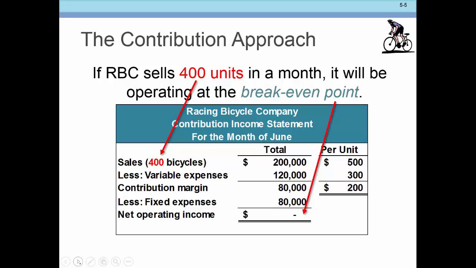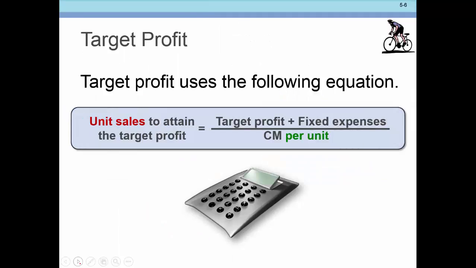Okay, that is a different format than what we're using here. We use this format for internal purposes because look how quickly you can do analysis with this by saying, okay, what happens if I change my fixed cost? What happens if my variable cost changes, etc. So this is much more readily usable for internal analysis.